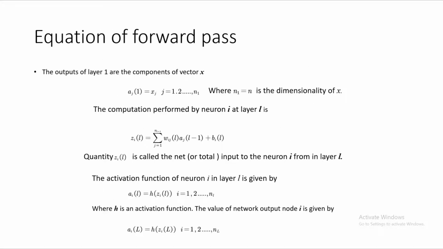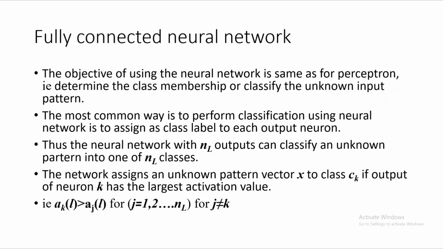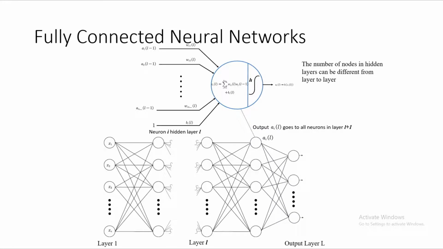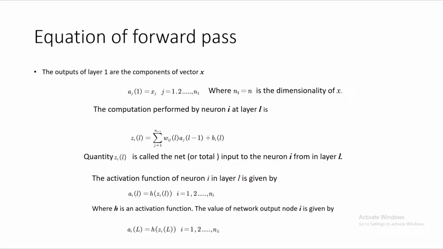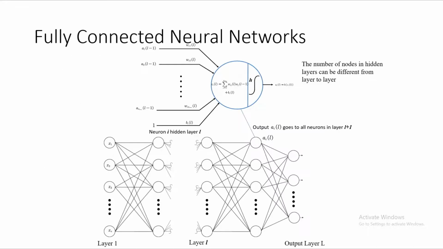Before we compute, we can see here that in our network, the outputs of layer 1 are the components of the vector x. In layer 1, the components of this layer are the input vectors, and it will be the output of this layer, like the output of layer 1 is the components of this input vector, that is x1 to xn.